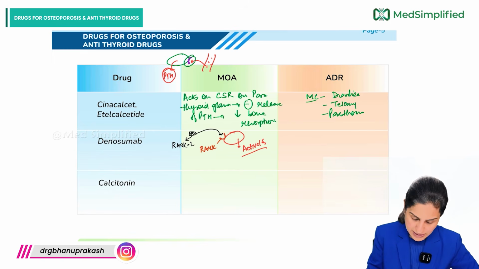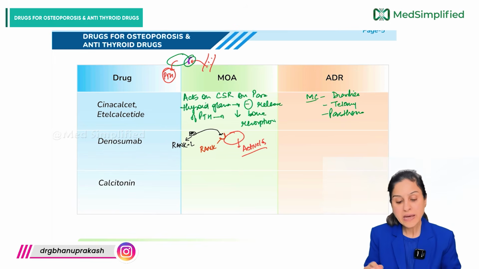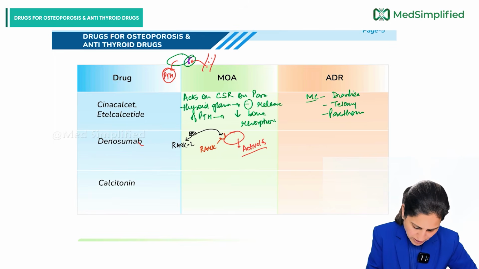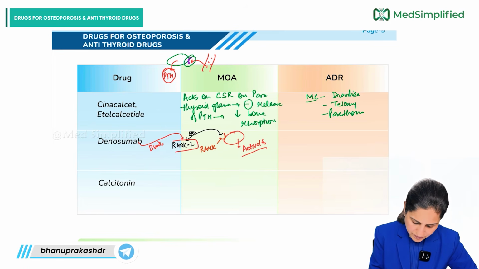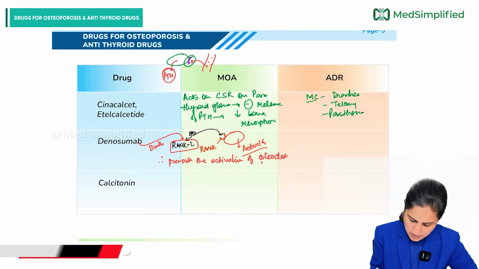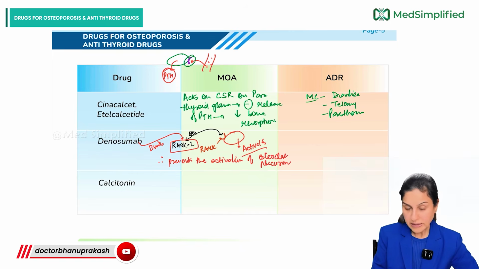So, denosumab is going to bind to rank L and inhibit its attachment to the rank receptor, and therefore prevents the activation of osteoclast precursor because rank ligand will not bind to the rank receptor. That's the role of this particular drug.